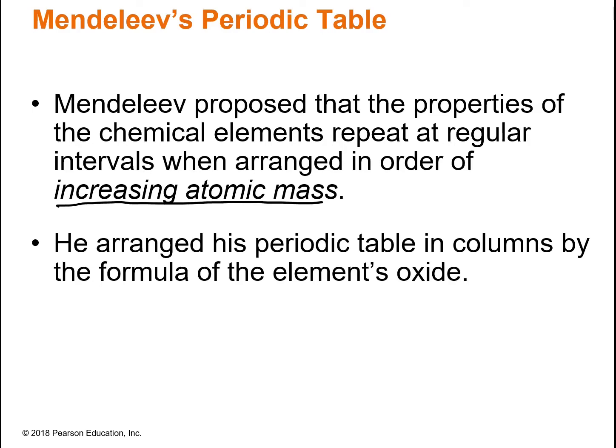And so he made a periodic table in columns based on the formula of the element's oxide. So that means forming a compound with oxygen. And he said that all of the elements that form a compound with one oxygen will be in one column, with two oxygens in this column. And so that's how he organized his periodic table. I'm not going to show you what that looks like. Again, that's in the YouTube video. But just know that he's the father of the modern periodic table.